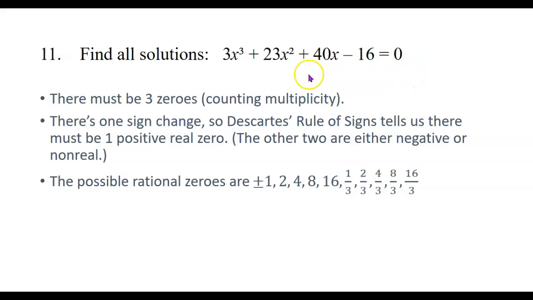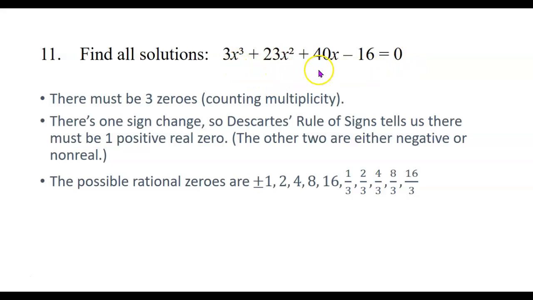Let's try this one. Find all solutions to the equation 3x cubed plus 23x squared plus 40x minus 16 equals 0. Let's start by figuring out what we know about the solutions. Solutions to the equation are the same as zeros of the polynomial, and it's a degree 3 polynomial, so we are expecting to find 3 zeros, counting multiplicity.